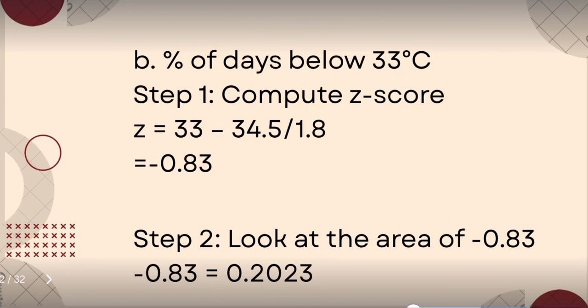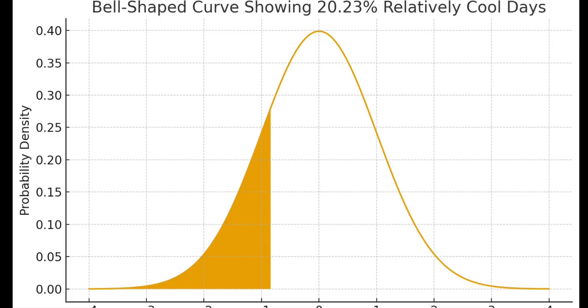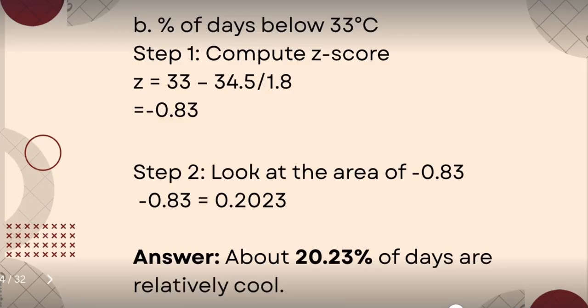So, nakuha na natin yung area nila. Step 2, look at the area ulit sa table ng negative 0.83. And makikita natin na ang area niya is equals to 0.2023. So, yung answer natin is about 20.23% of days are relatively cool. So, ipagmaminus mo lang talaga sila.